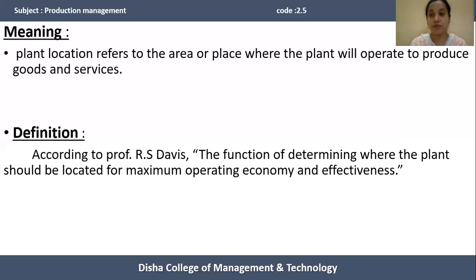Generally, goods can be produced and consumed at different places. It means goods cannot be produced and consumed simultaneously. Goods can be produced far away from the customers, but a service is always produced and consumed simultaneously. So plant location refers to identification of an area where the plant will operate.